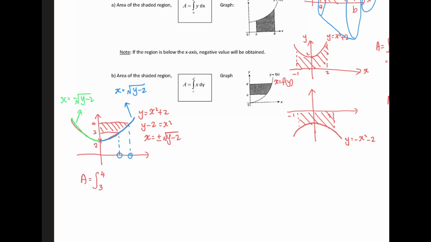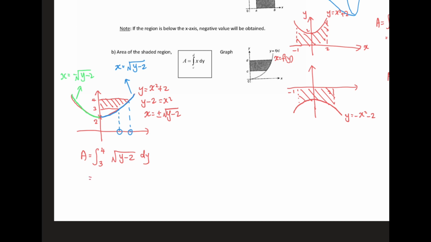So to find the area, we integrate from 3 to 4. We integrate positive square roots of y minus 2 dy. Everything is in terms of y. So how to integrate this? You change it to y minus 2 to the power of 1 over 2, and then you integrate. Y minus 2 to the power of, you plus 1 to the power, it becomes 3 over 2. Then you divide by 3 over 2.